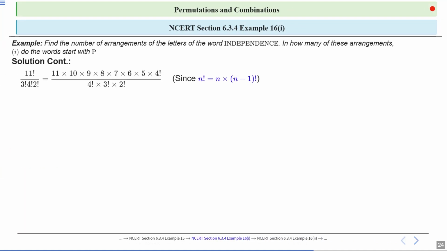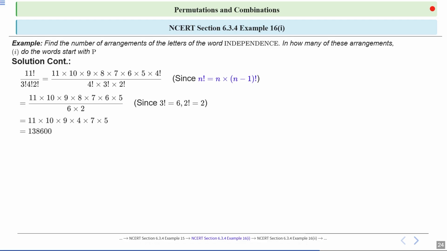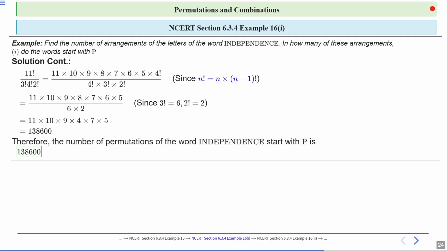11 factorial upon 3 factorial into 4 factorial into 2 factorial. This is equal to 11 into 10 into 9 into 8 into 7 into 6 into 5 into 4 factorial upon 4 factorial into 3 factorial into 2 factorial, since n factorial is equal to n times n minus 1 factorial. This is equal to 11 into 10 into 9 into 8 into 7 into 6 into 5 upon 6 into 2, since 3 factorial is 6 and 2 factorial is 2. This is equal to 11 into 10 into 9 into 4 into 7 into 5. This is equal to 138600. Therefore, the number of permutations of the word independence starting with P is 138600.